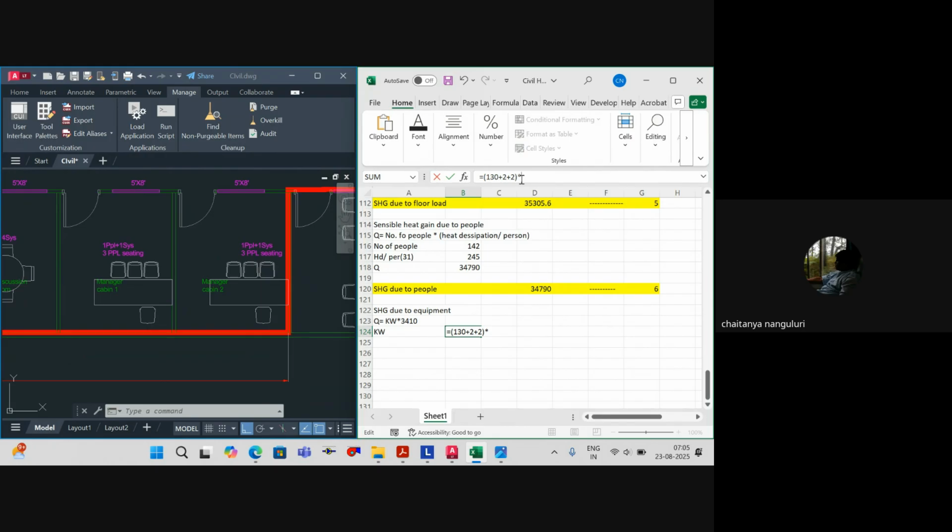Into, I have to multiply with total wattage per system, which is 300 watts. You agree? Divided by 1000 to convert into kilo. So it is 40.2 kilowatts. So the Q value is equal to this value into 3410. So that is nothing but the sensible heat gain due to equipment. So the sensible heat gain due to equipment is equal to this value.